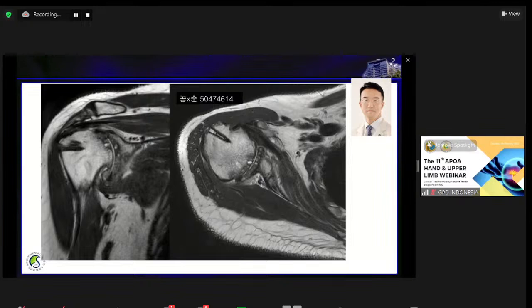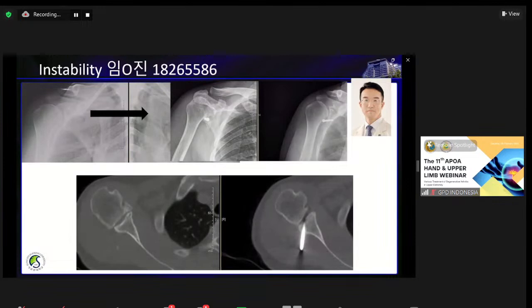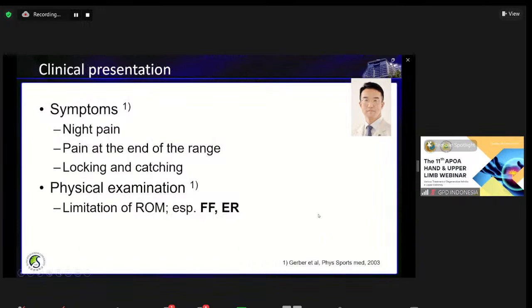This is one of my patients who developed arthritis, who had a Latarjet or Bristol a long time ago at a different hospital. The main symptoms would be night pain, pain at the end of the range, locking and catching, and limitation of motion is usually seen on physical examination, especially for flexion and external rotation.